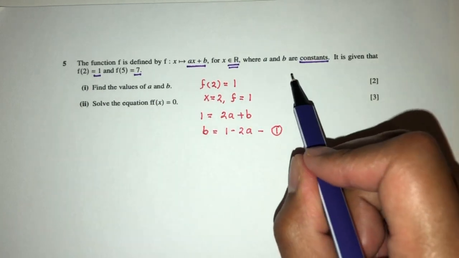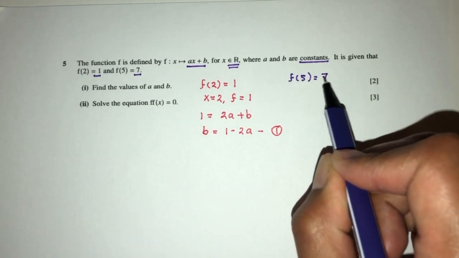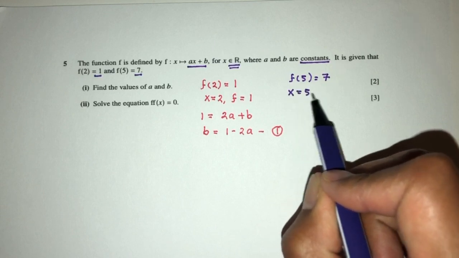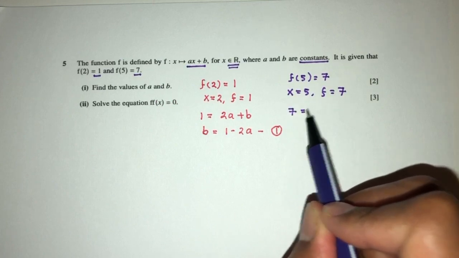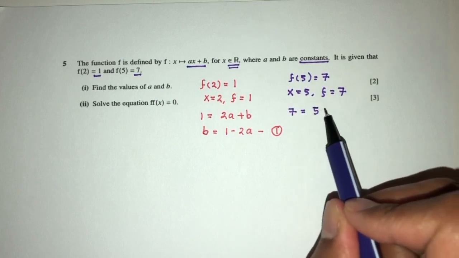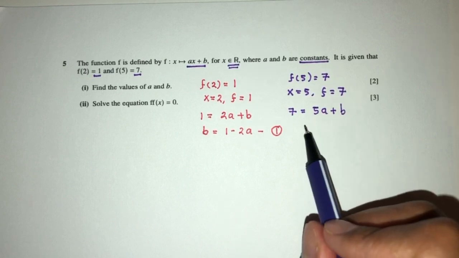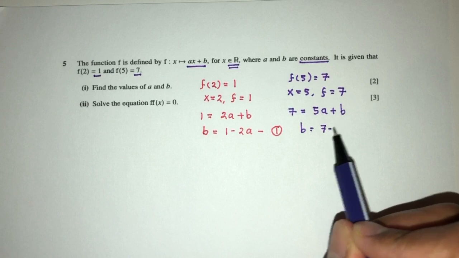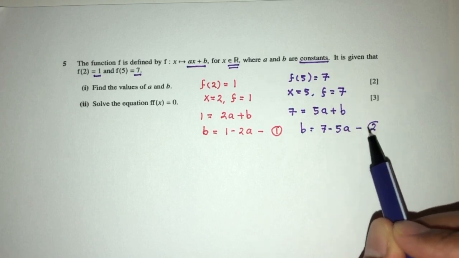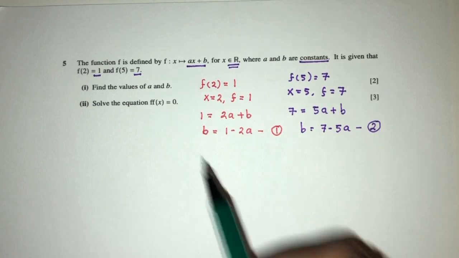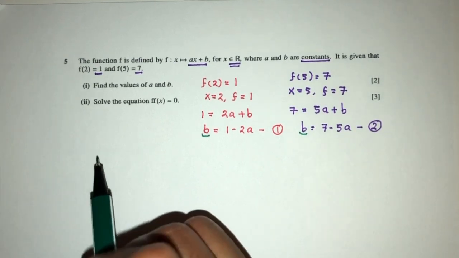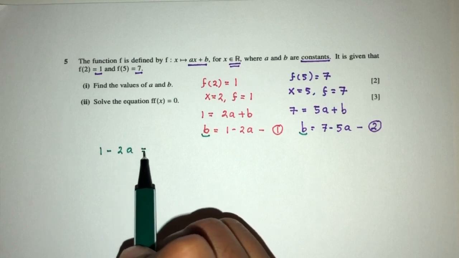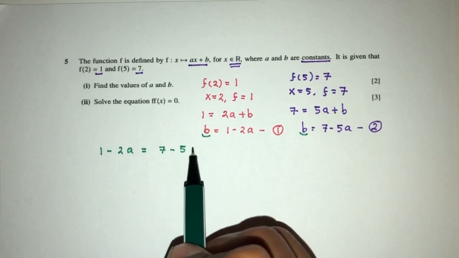Now for this one, f of 5 is equal to 7, which means when x is equal to 5, the value of f is 7. Replace back, you will have 7 is equal to 5a plus b. Now let's make b the subject, so b will be 7 minus 5a. That will be my equation number 2. Okay, so let's replace. Here we have b, here we have b. Obviously here we have two equations, we have two unknowns. We are trying to solve a simultaneous equation. So we have 1 minus 2a on one side equal to 7 minus 5a on the other side.